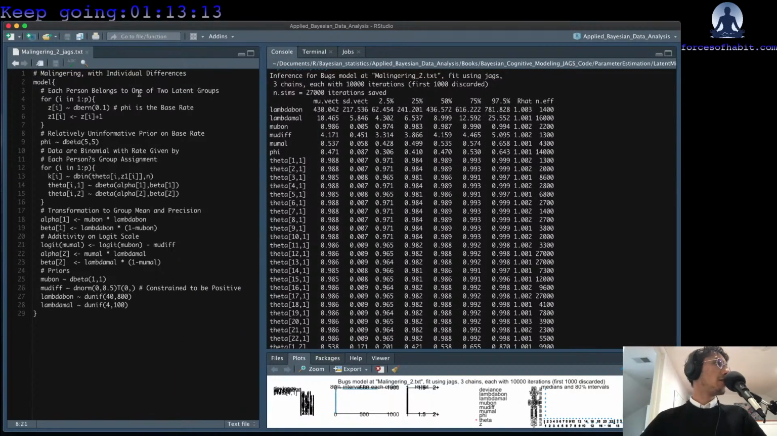Let's see. So each person belongs to one of two latent groups. So this specifies the indicator for the latent groups, where we have a Bernoulli distribution for the base rate, and we're going to estimate the baseline needed for the probability of them belonging to one or the other group, and we add one to the indicator so that we can do stuff with it. So a relatively uninformative prior for the base rate phi, right? Data are binomial with a rate given by each person's group assignment. So for each person, we have a k at i. So for a person, we have a binomial, and they're going to be from theta z for whatever one they're from, and then n is the number of questions.